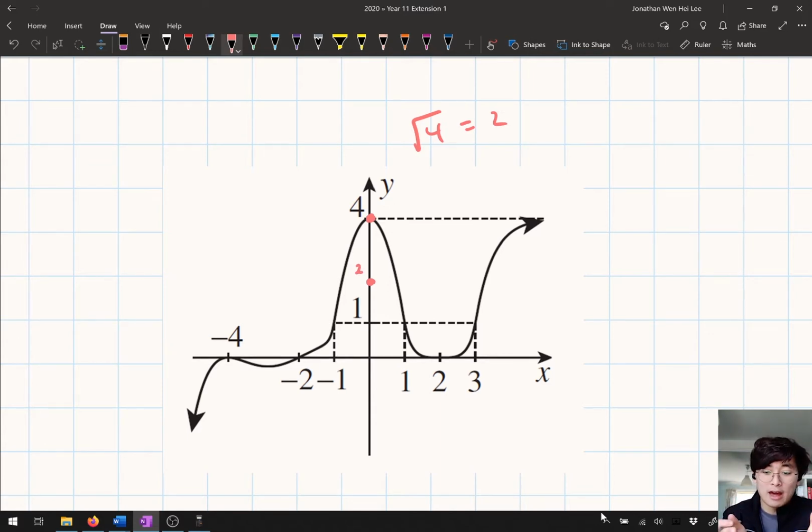So wherever you see y values, you're going to take the square root of it. So that's this first one. That's the ordinates part. Wherever you see y values, take the square root of it whenever possible.